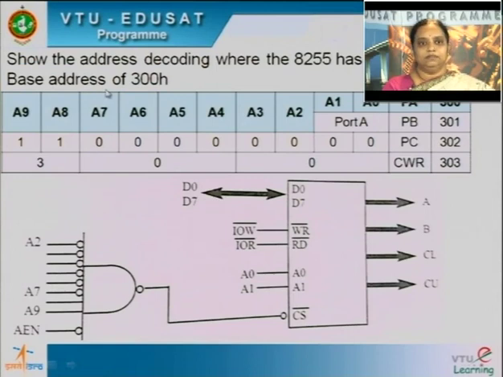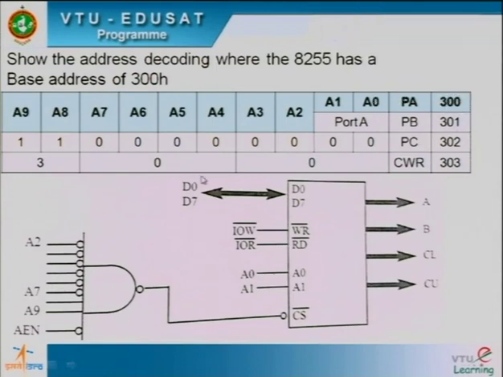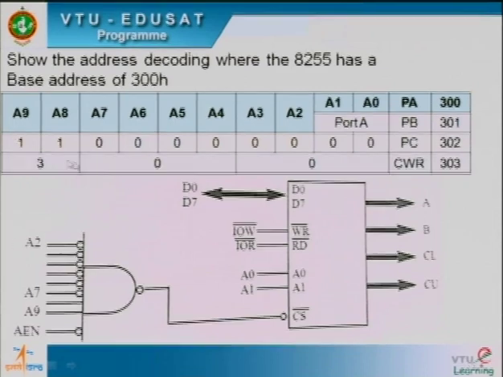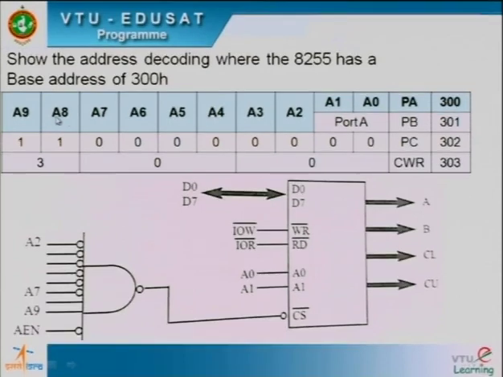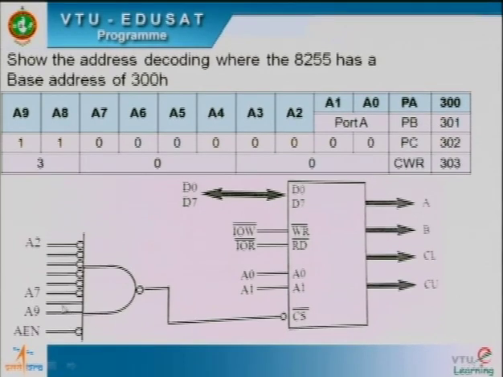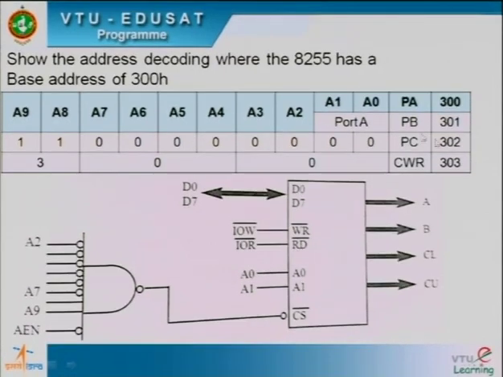This is another example where it has a base address 300H. So for this base address 300H, expand 300, 3 is A8 and A9, A8 and A9 along with the address enable, then the rest are all zeros and including A0, A1 connected directly. So this gives you the port addresses of 300 to 303.